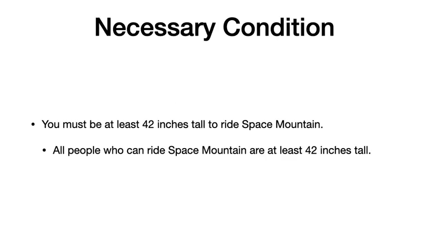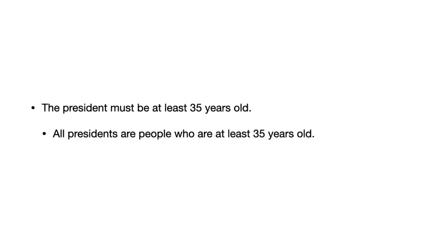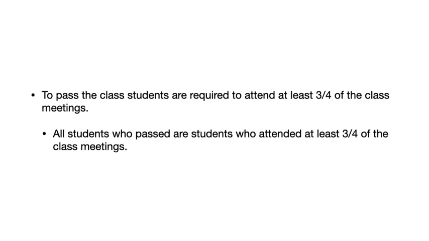You must be 42 inches tall to ride Space Mountain: all people who can ride Space Mountain are at least 42 inches tall. The president must be at least 35 years old: all presidents are people who are at least 35. Now, there might be different ways to put these, but this is the basic idea, and they're going to have this same basic form. To pass the class, students are required to attend at least 3/4 of the class meetings: all students who passed are students who attended 3/4 of the class meetings.